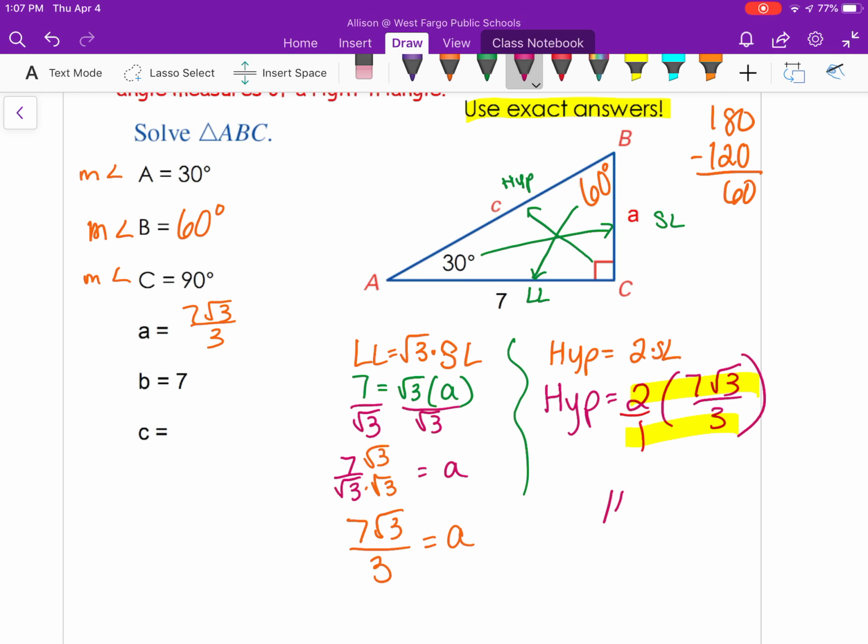So 2 times 7 is 14. The square root of 3 goes along with it. And then on the bottom, 1 times 3 is 3. So that means my hypotenuse, which was my C value in my diagram, will be 14 square roots of 3 over 3. And now I have solved everything for this triangle in exact values. If you would have used the trig functions like we did in the last lesson, you would have gotten the decimal answers.